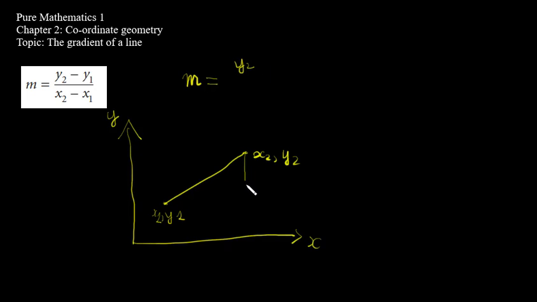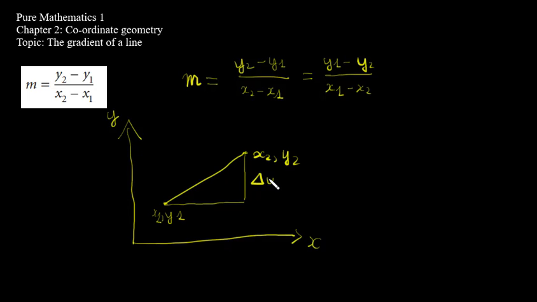We measure the change: y2 minus y1 over x2 minus x1, or we can take y1 minus y2 over x1 minus x2. It's okay, just changing the sign of both numerator and denominator is okay. So overall, it's just the change in y over the change in x.